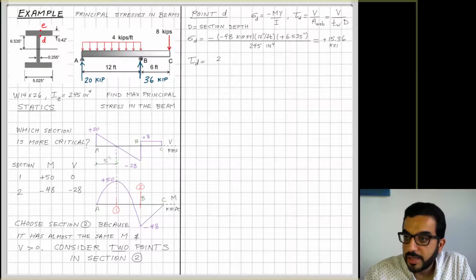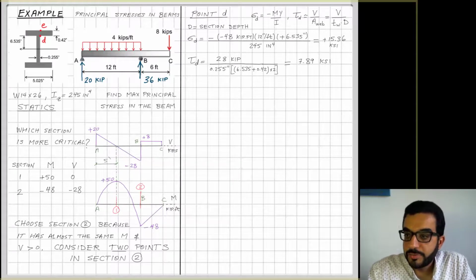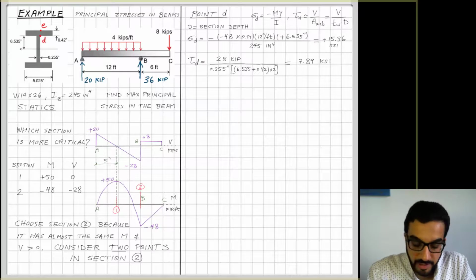And then we'll calculate tau, which is V divided by the area of the web. The thickness of the web is 0.255 inches. And the height of the whole section is double the height from the centroid, which is equal to 6.535 plus the thickness of the flange, 0.42. Add these together, double, that's the full height of the section, and times the thickness of the web, that's the area of the web. So we end up with tau equal to 7.89 ksi.